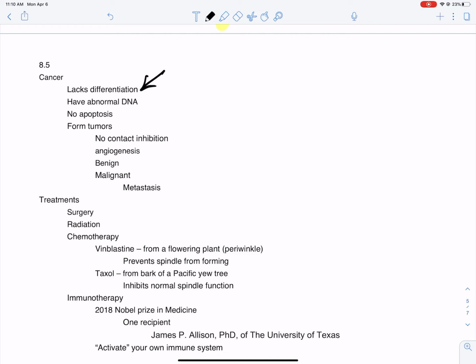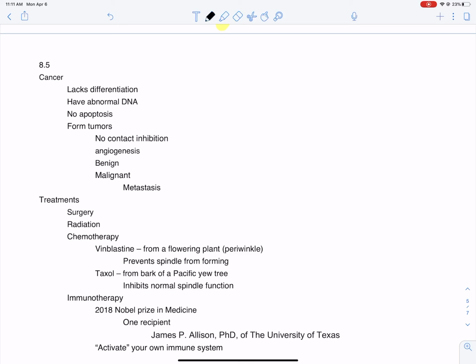When you take a look at the cells in our bodies, we have about 255 different types of cells, and they have different jobs. Red blood cells carry oxygen, white blood cells fight disease, skin cells help protect us, help waterproof us, they're our first line of defense against pathogens, et cetera. Cancer cells don't have a job. All they do is divide and form a huge mass. So they do nothing good for us.